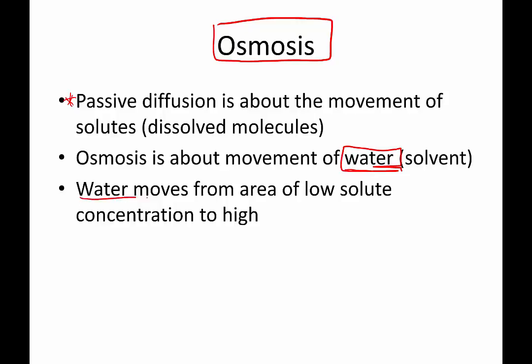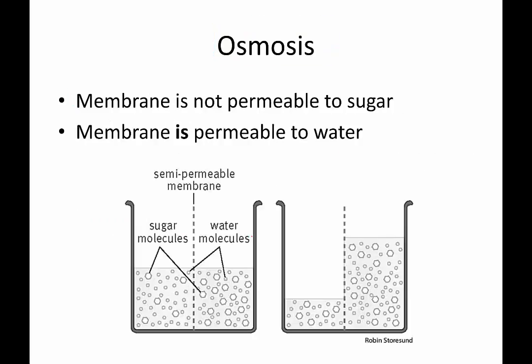Here water goes from the area of low solute concentration to the area of high solute concentration. So water moves from the low solute concentration to high solute concentration. On this slide, I actually have a picture that shows that. Let's orient you to this picture really quick. Here we have a beaker. It's full of sugar and water. Here, sugar is a solute, and water is a solvent.